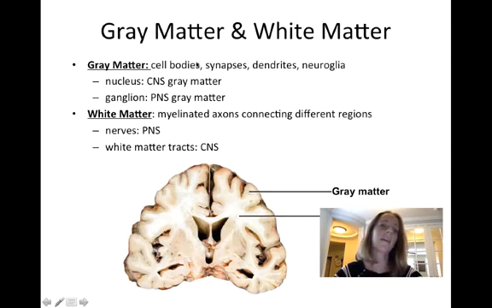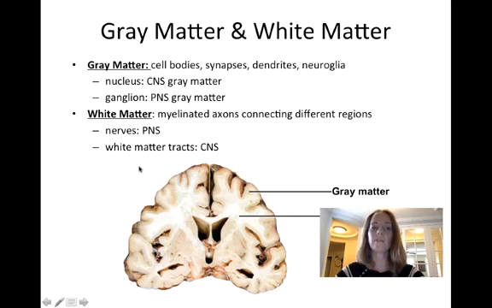So before we get into that, we have to review a couple of terms. So the gray matter in the central nervous system we refer to as nuclei. So these are mostly cell bodies, synapses, dendrites, neuroglia. So a nucleus, if we talk about, for example, the red nucleus down in the brainstem, then that is a group of cell bodies in the central nervous system. A ganglion is a group of cell bodies in the peripheral nervous system.